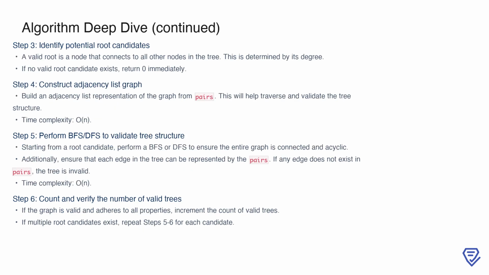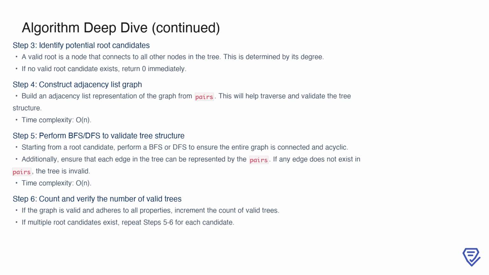After verifying the constraints and counting node degrees, the next step is to identify potential root candidates. A valid root should be a node that connects to all other nodes in the tree, and this can be determined by examining its degree. If no such root candidate exists, we can immediately conclude that constructing a valid tree is impossible. Once we have potential root candidates, we construct an adjacency list to represent the graph.